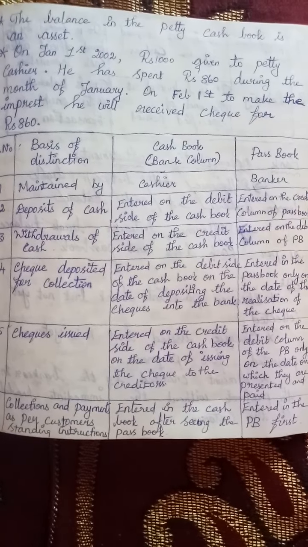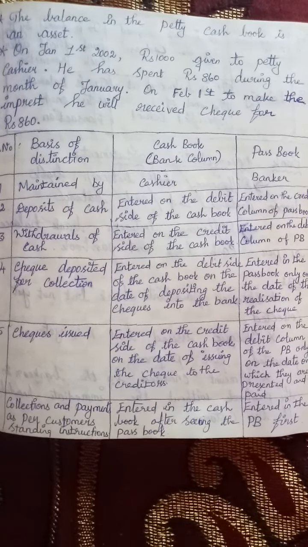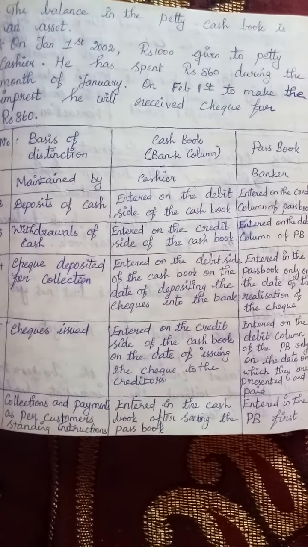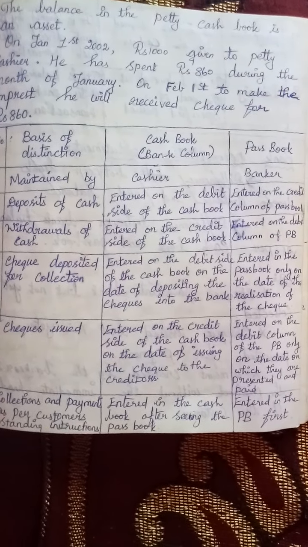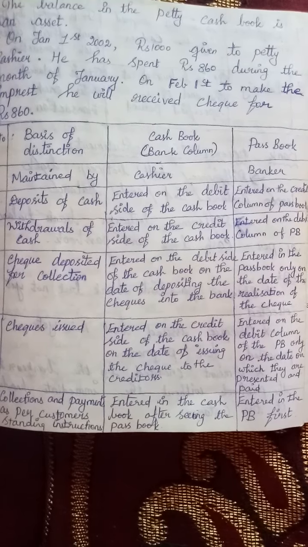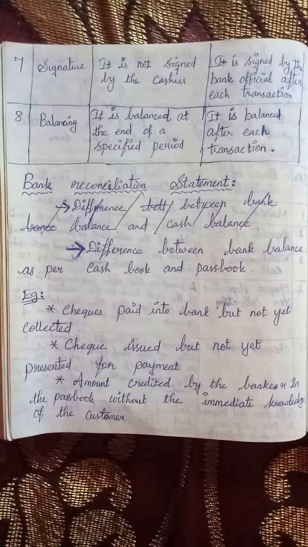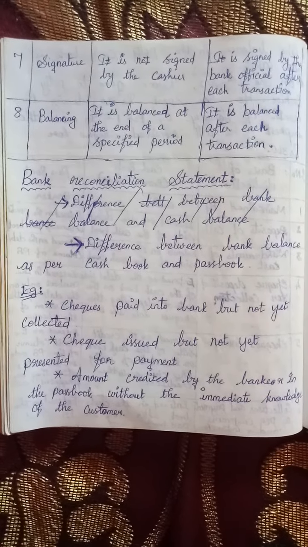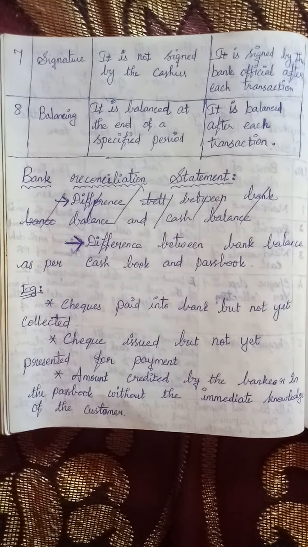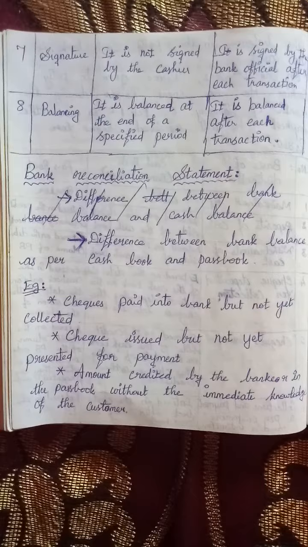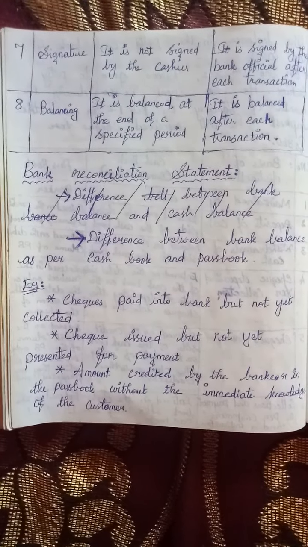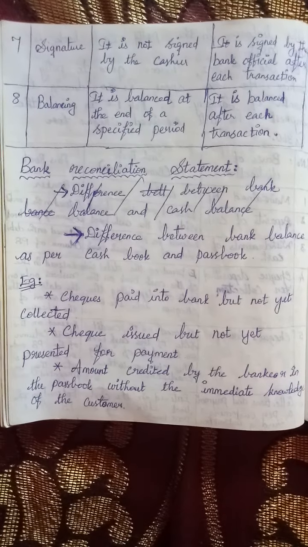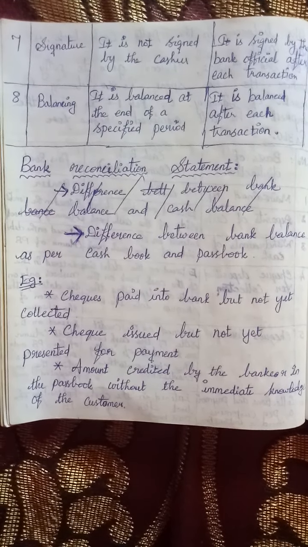In cash book, collections and payments as per customer's standing instruction are entered after seeing the passbook, and in passbook they are entered first. In cash book, the signature is not signed by the cashier, but in passbook it is signed by the bank official after each transaction. In cash book, balancing is done at the end of a specific period, and in passbook it is balanced after each transaction.